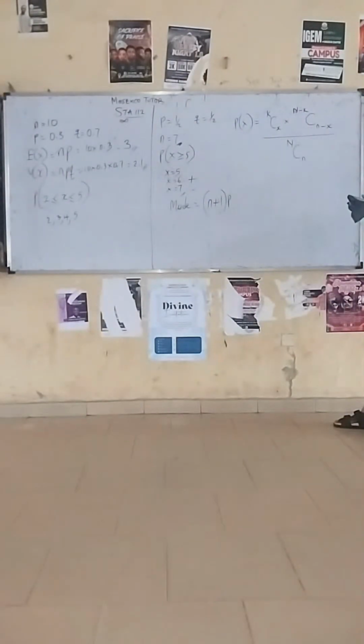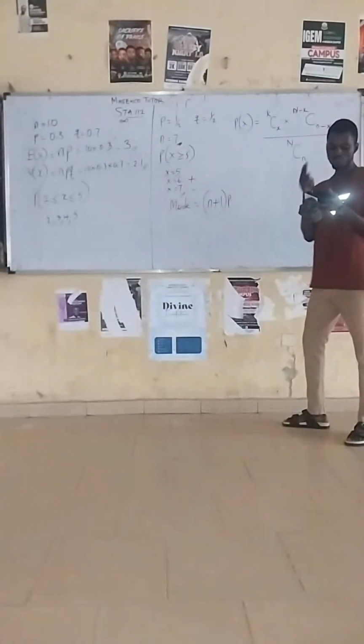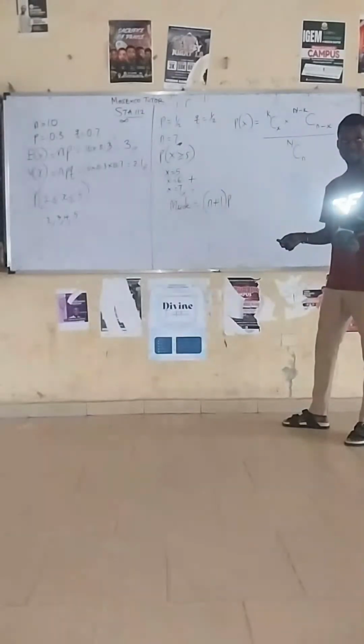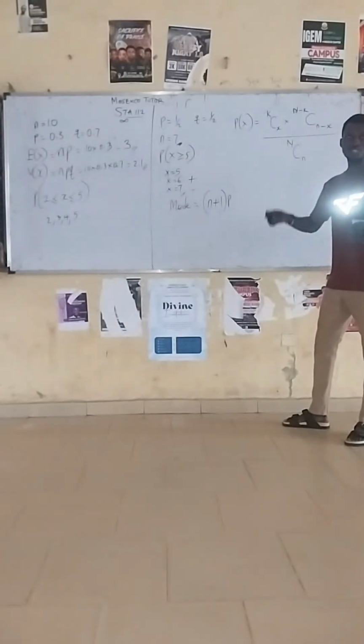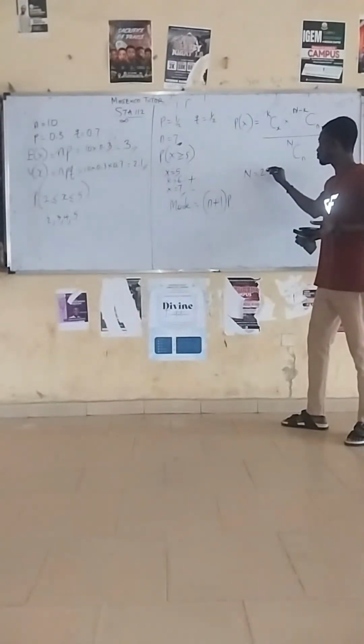Now we are going to see what each of them means. The question says a lot of 25 items, that's the capital N. The total population itself is capital N. So N is 25 items.